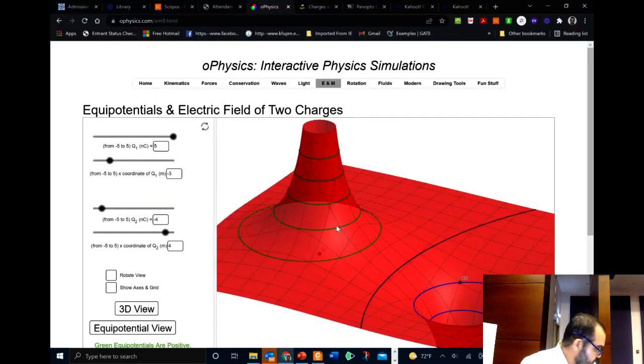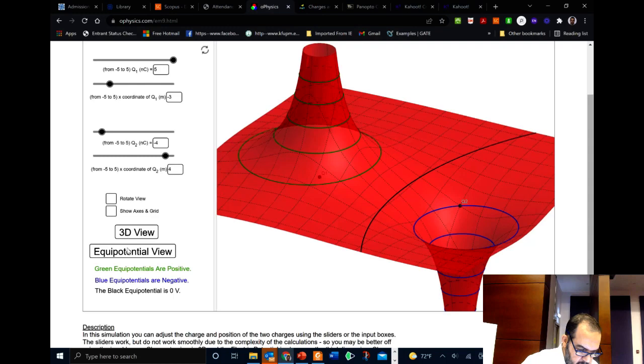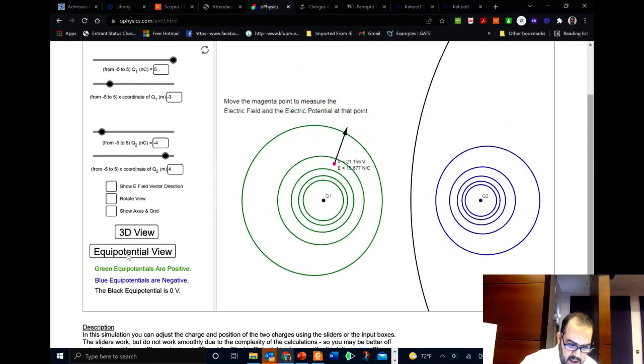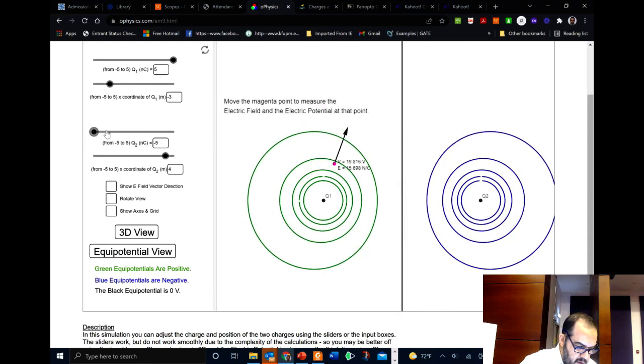Before I go to the Kahoot, let me show you this. Let me start with a simple equipotential view. Let me put this charge at 5 nanocoulombs and the other charge at minus 5 nanocoulombs. So now you can see the equipotential surfaces. The circles are equipotential lines or surfaces.